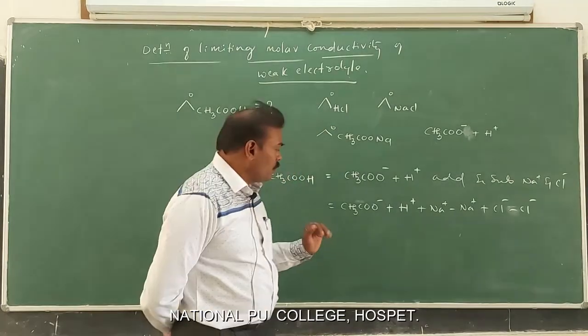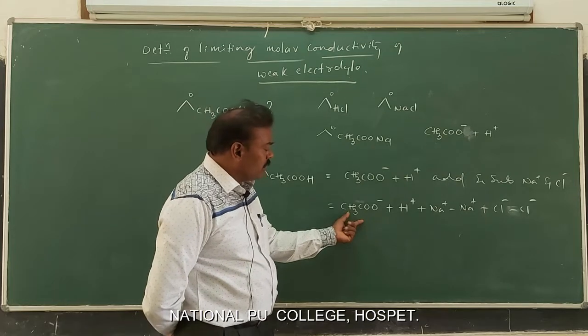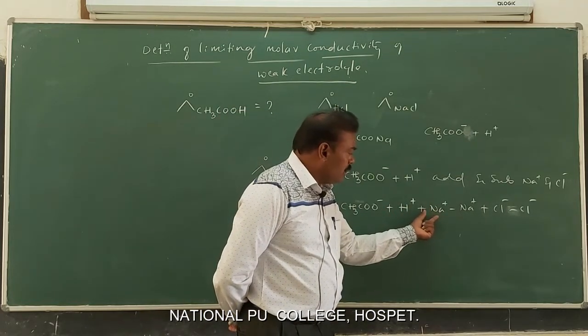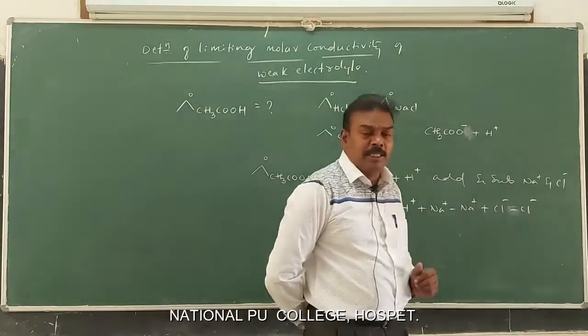How is it possible? This is acetic acid. In this, CH3COO minus ion will be there, H plus will be there. To this you add Na plus and subtract Na plus. Add Cl minus and subtract Cl minus also.